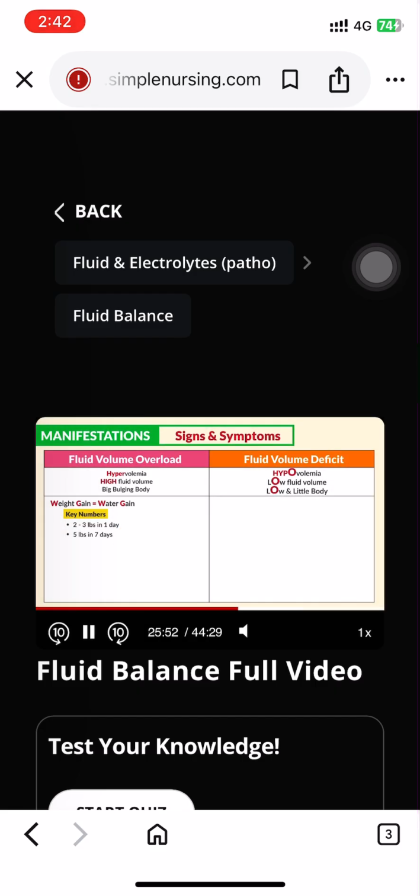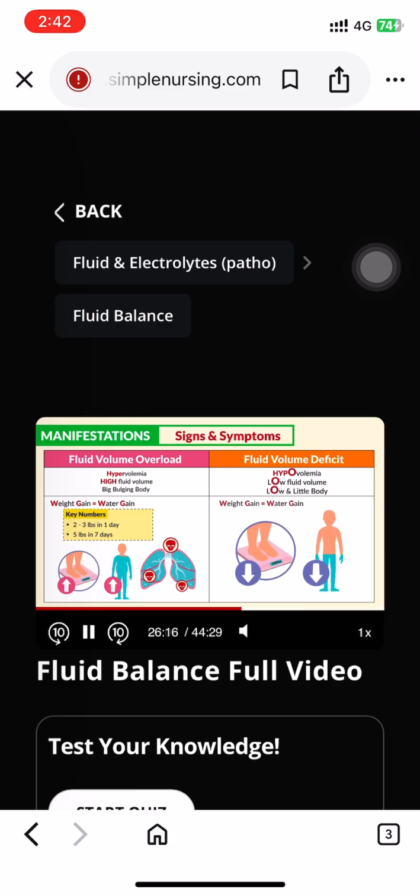So as for the key numbers here, please write it down. 2 to 3 pounds in 1 day and 5 pounds in 7 days. This becomes very critical to save the lives of clients in worsening heart failure, also called heart failure exacerbation. So please write down these numbers because rapid weight gain means rapid water gain, leading to pulmonary edema and massive fluids inside the lungs, which can kill the client. So again, write down those key numbers.